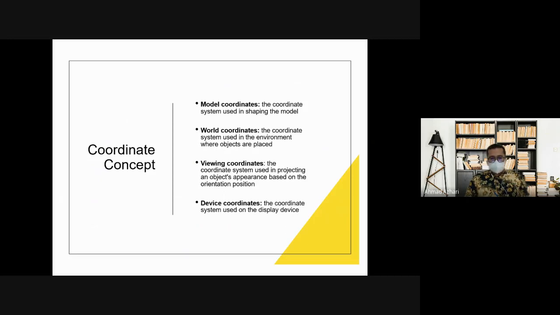And the world coordinates are the coordinates used in the environment where objects are placed. The viewing coordinates are used in projecting an object's appearance based on orientation and position. And the last one, the device coordinates, is the coordinate system used on the display device.